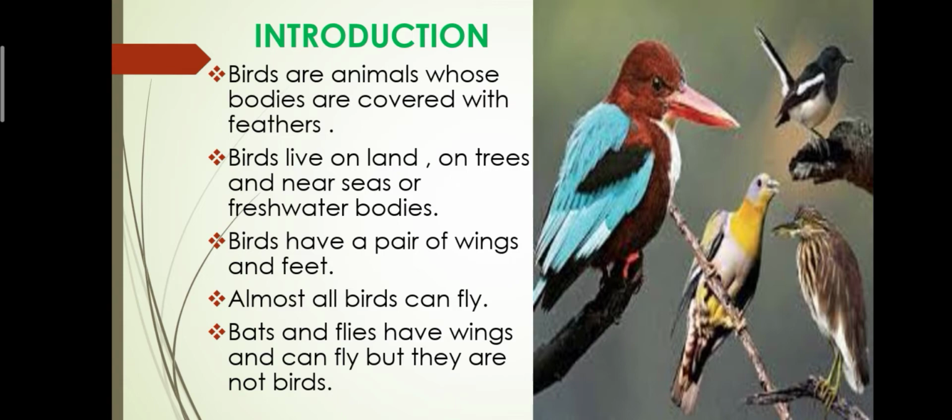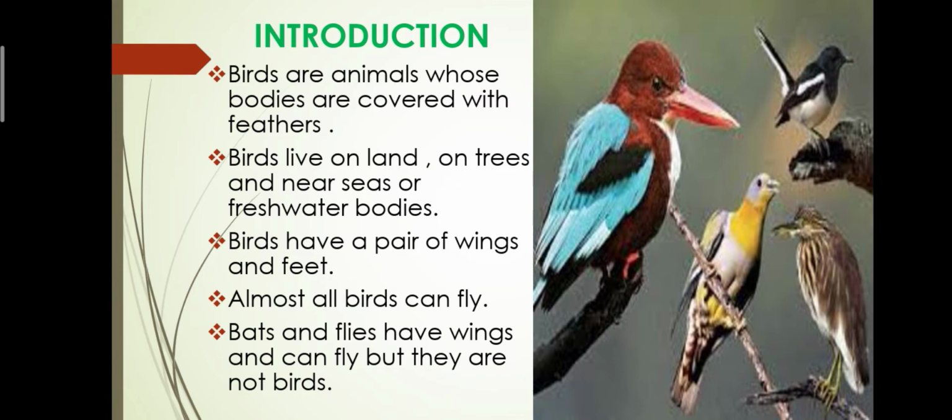Now, introduction. Birds are animals whose bodies are covered with feathers. Birds live on land, on trees, and near seas or freshwater bodies. For example, flamingo, crane, sparrow, parrot, etc. Birds have a pair of wings and feet.